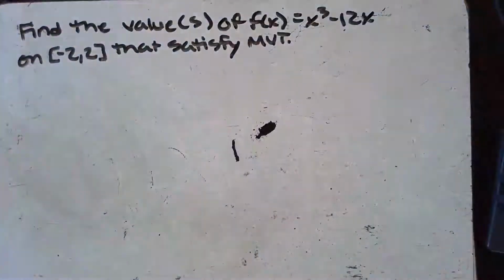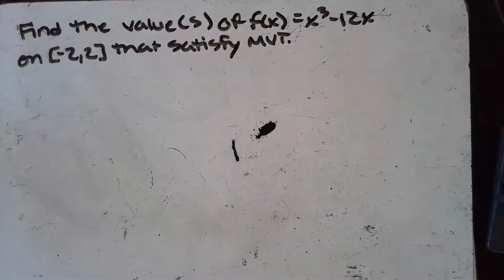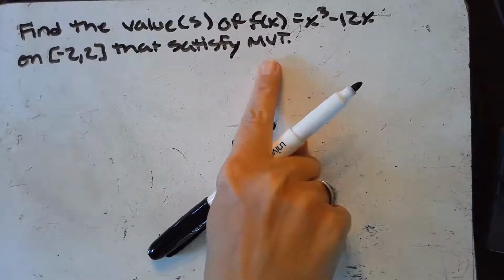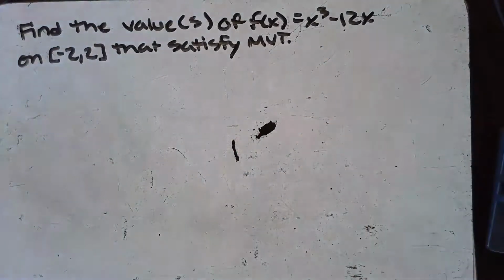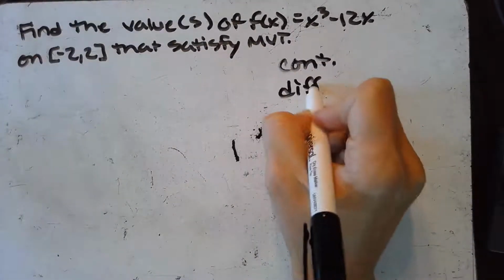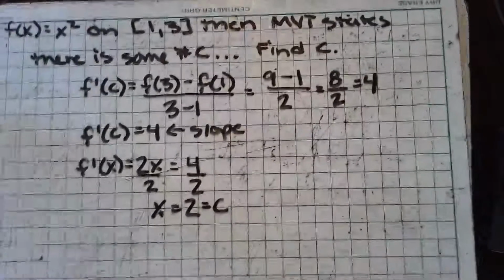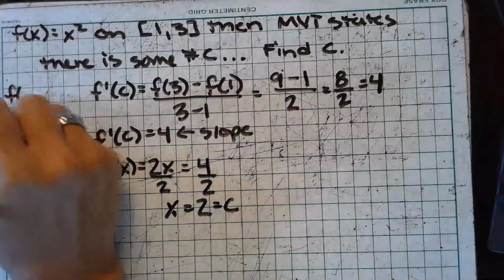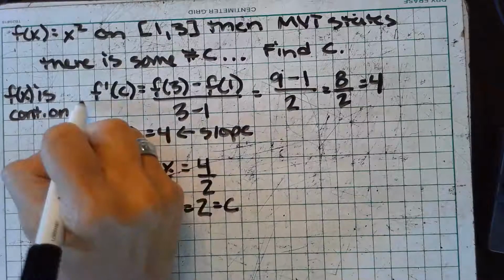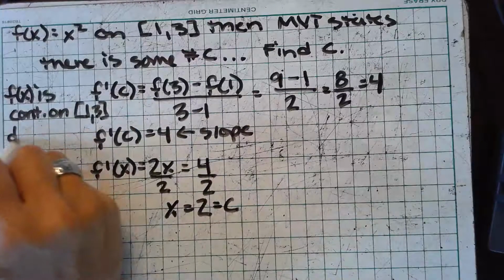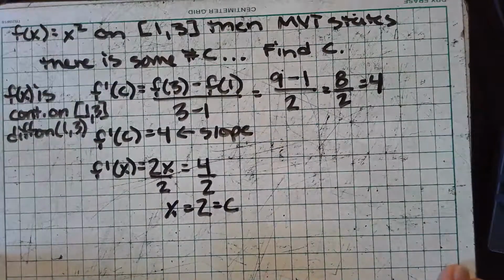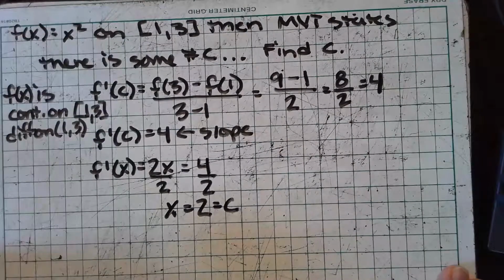All right, let's do it again. Find the value or values of c for f of x, okay, on this interval such that they satisfy MVT. So the first thing is, for MVT, we need to know, is it continuous and is it differentiable? Okay, and this is one of the things that I forgot right here. You need to write out to the side: f of x is continuous on the closed interval from 1 to 3 and differentiable on the open interval from 1 to 3. Okay, so get in the habit of doing that, otherwise you will be taken off.